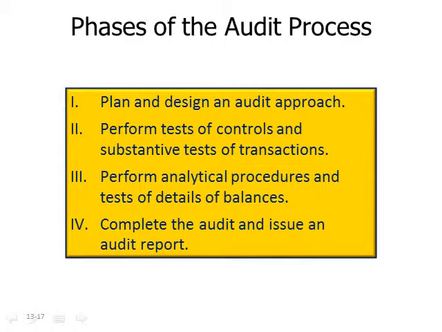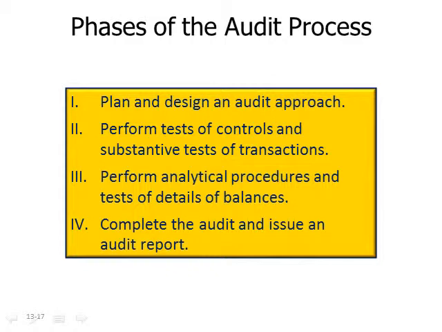Then we move into phase 2, where we said we perform tests of controls, we perform substantive tests of transactions, and we assess the likelihood of misstatements in financial statements. In phase 3, this performance of analytical procedures and tests of details is where we're looking for these relationships that we expect to exist. If we find that they don't exist or that they are different than what our expectations were, we inquire of the client, and we test these details of balances, particularly with respect to the balance sheet.